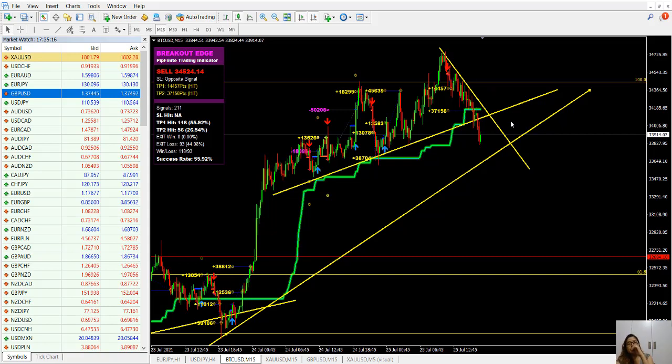So what will happen is we will wait for opportunity where there will be weakness, and we will also wait for Breakout Edge signal and green trend, or upward trend from Trend Pro, so that we could enter to the upside targeting 35,000 respectively, right?